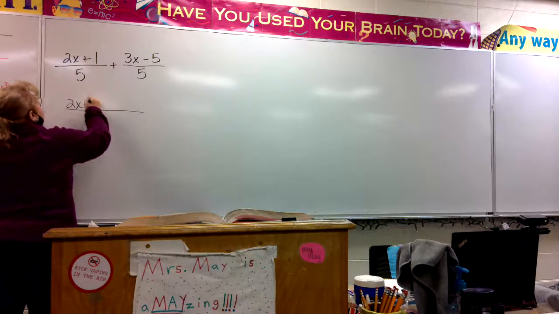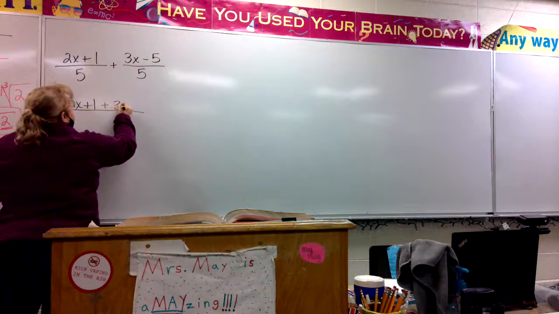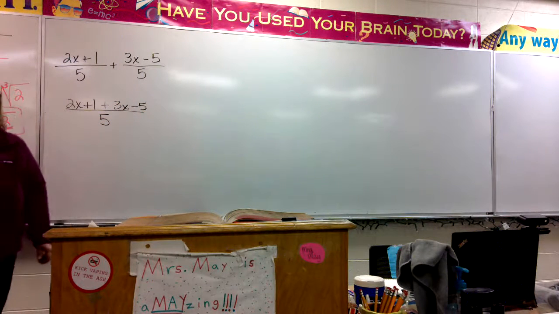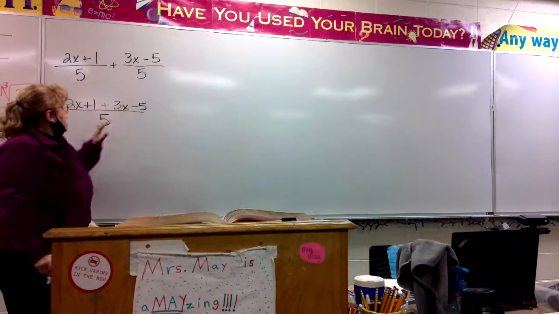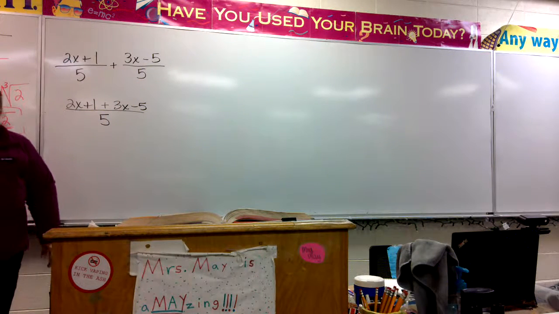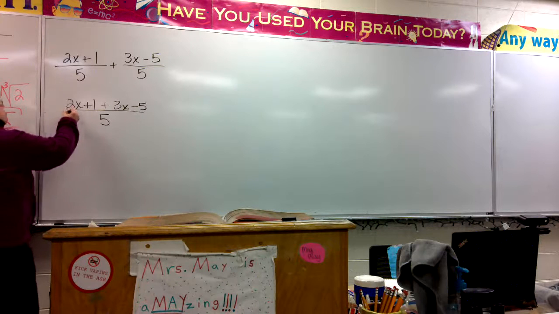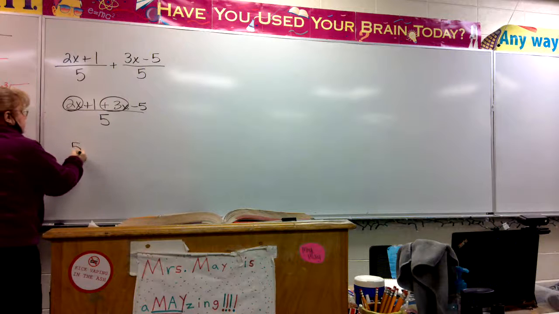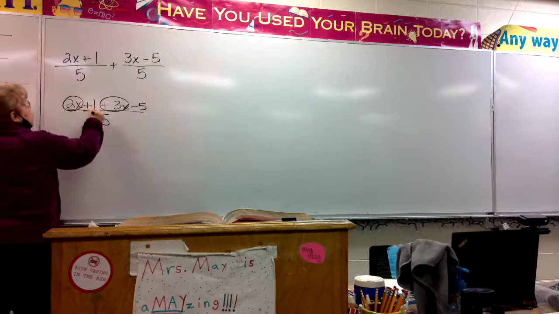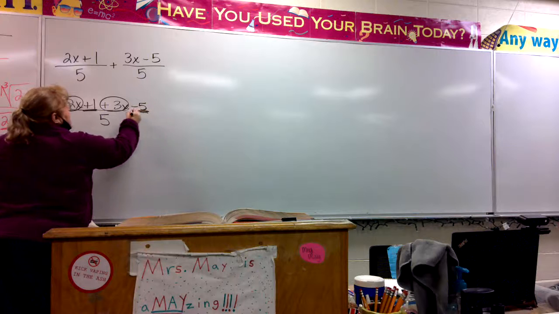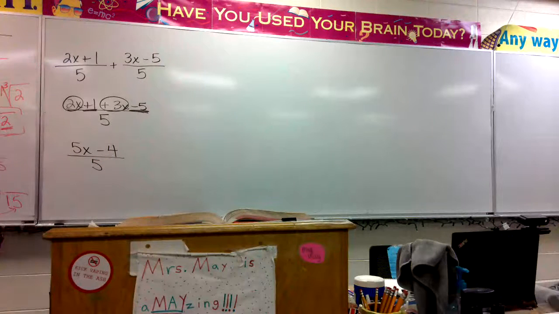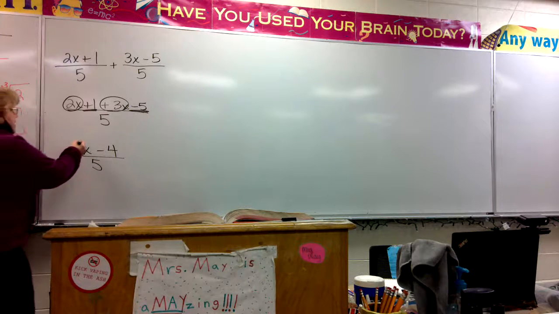2x plus 1, that thing, plus this thing, all over my common denominator. The common denominator doesn't change. If it's 5 and 5, then it stays 5, right? And then all you had to do was combine like terms. 2x and 3x. I have 1 and a negative 5. Negative 4 all over 5. And so that would be your answer then, right?